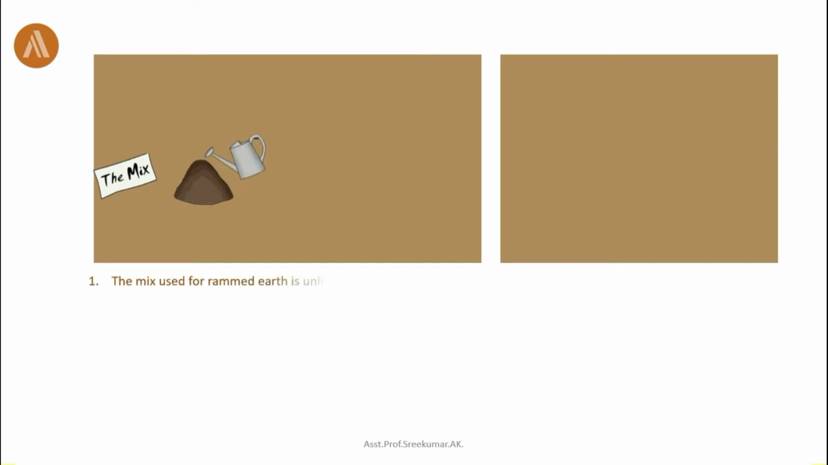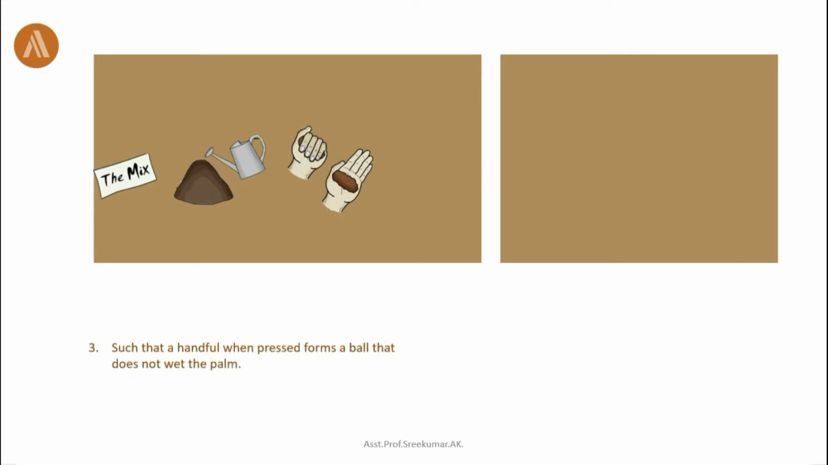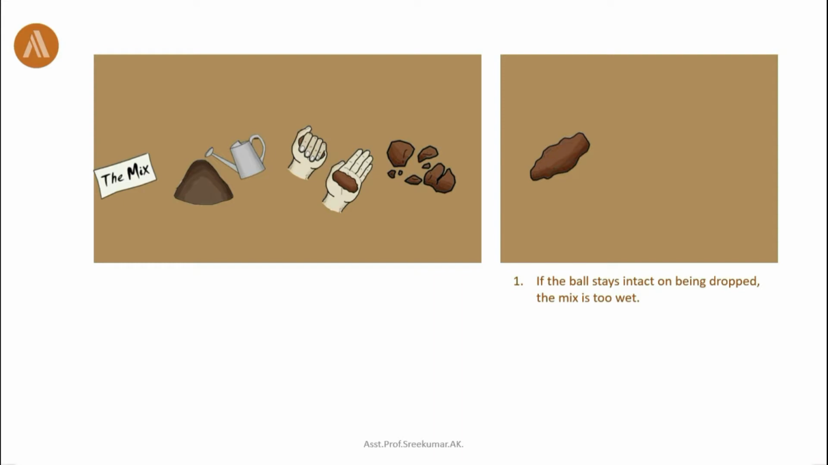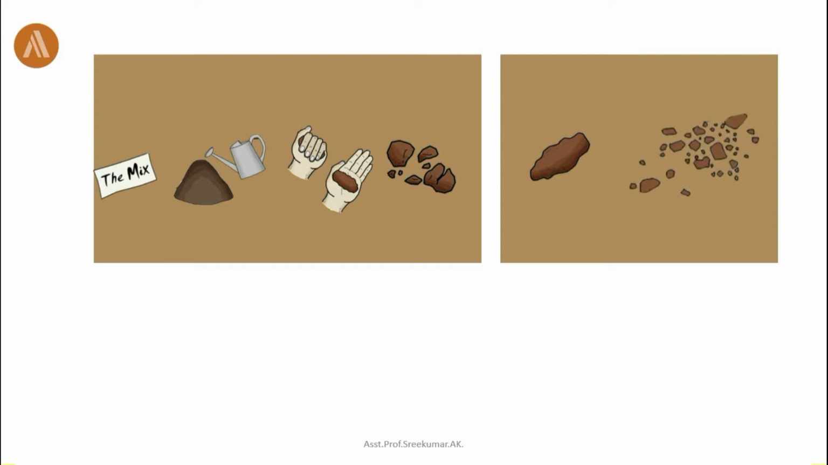The mix used for rammed earth is unlike most other techniques. It's almost dry. We sprinkle water that's just enough to moisten the earth. Such that a handful when pressed forms a ball that doesn't wet the palm. And the ball, when dropped from a couple of feet, breaks into a few distinct pieces. If the ball stays intact on being dropped, the mix is too wet. And if it gets shattered to smithereens, it's too dry.